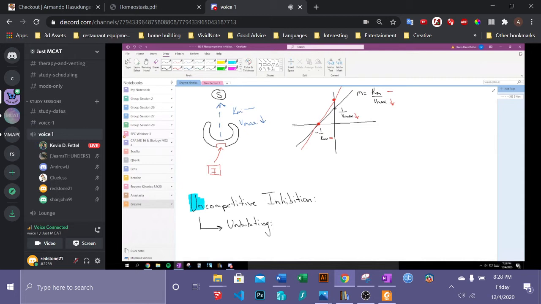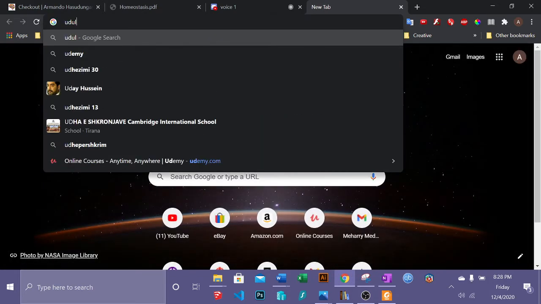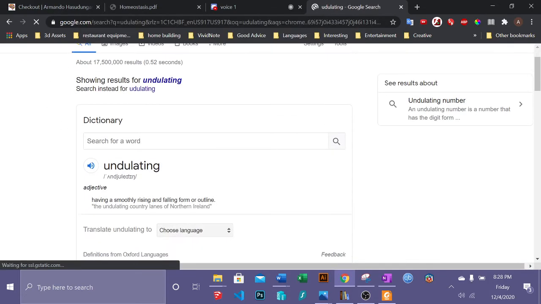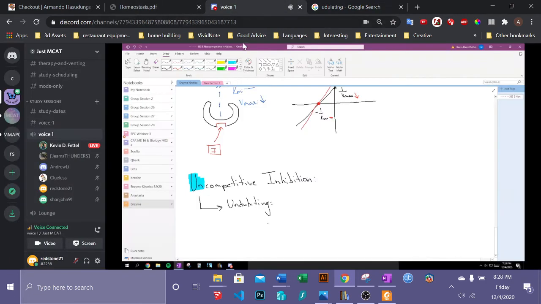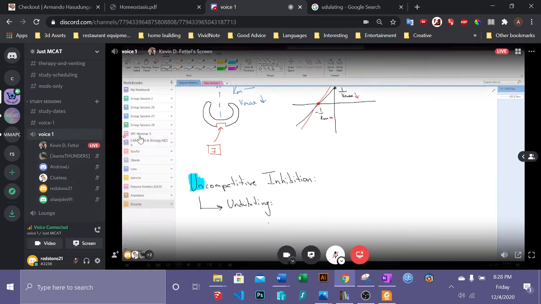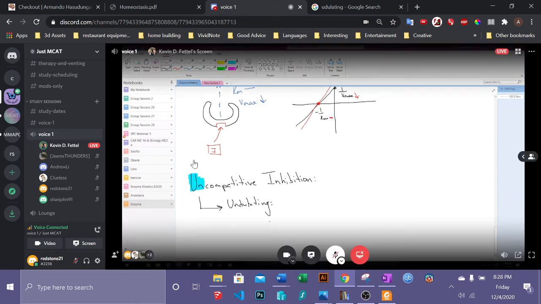Anybody look this word up and tell us what it says? What does the word undulating mean? Having a smoothly rising and falling form or outline. That's what it says online. Yeah, and so typically the word is used to describe wave-like motion as well, like how a flag gets caught in the wind. Or in microbiology, it might be used to describe the caterpillar-like movement of certain microbes, that inching forward. Okay, so let's write that out.